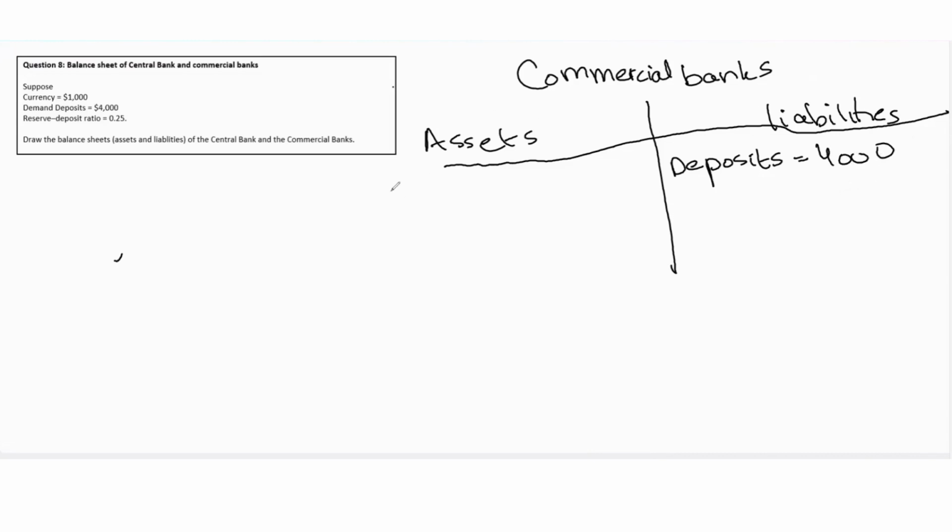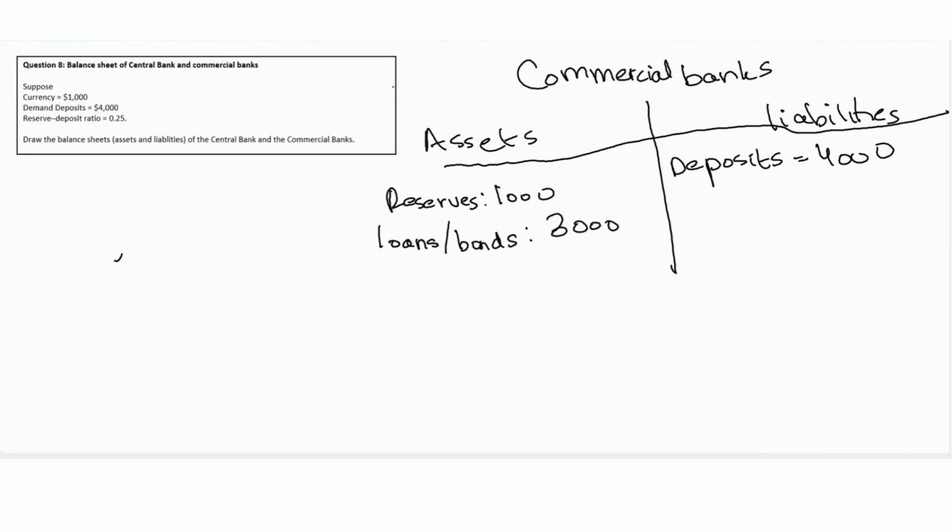Now its assets are the reserves. Now we know reserves are the part of deposits that it does not lend out. It either holds it as cash with itself or it keeps it with the central bank. So we are given reserves of 1,000. Now, its assets can also include loans that it gives to other people who need to pay it back, or again, the bonds that it holds. So this amount, loans or bonds, will be 3,000.